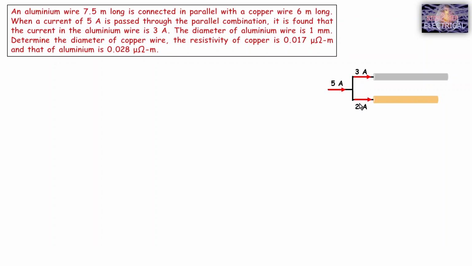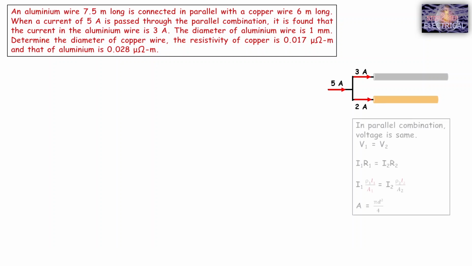Now how to tackle this problem? I have written some steps, and the steps are, we know for any parallel combination voltage is always same. So V1 is the voltage across this aluminium and V2 is the voltage across this copper wire. So V1 equals V2. This is our condition. On the basis of this condition, we will solve this numerical very easily.